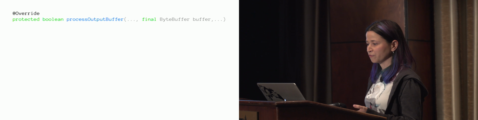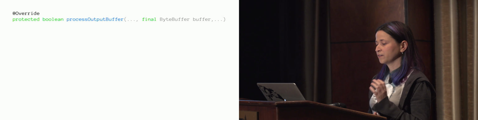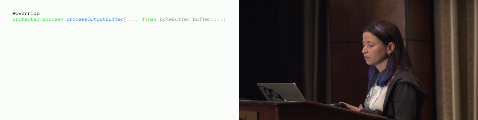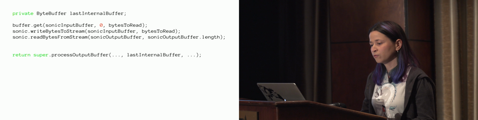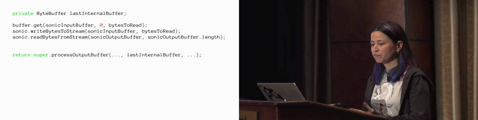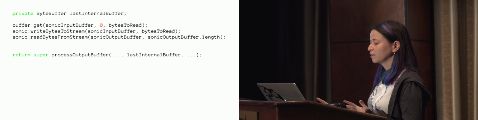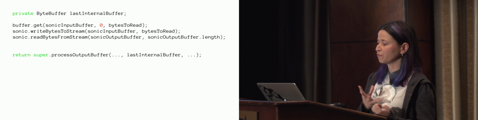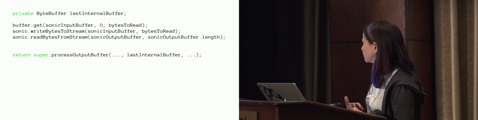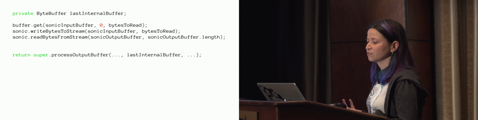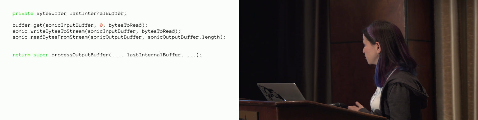And the other method that we overrode was processOutputBuffer, which is the part that actually takes the buffer and plays it. And in it, what we did was we got the buffer, we wrote the buffer to Sonic, and then we read back from it the buffer that is now modified with our speed. And we gave that to the superclass to continue using.